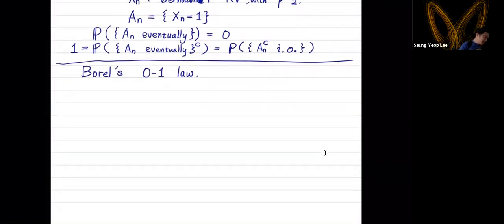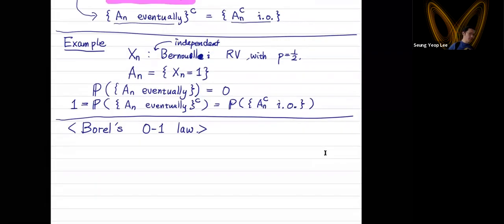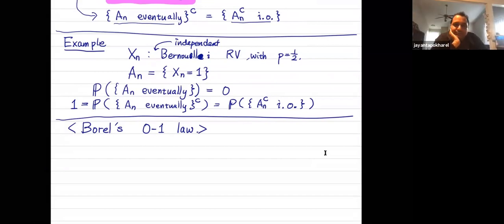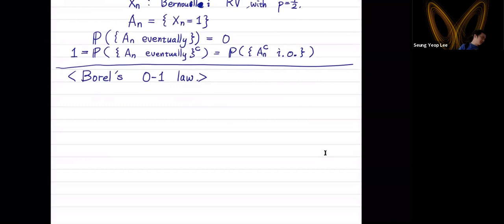So let me state it. The above is an example of Borel's 0-1 law. Given any sequence of events, actually those events have to be independent events, then this event A_n infinitely often has probability either 0 or 1. Here the example is only for the Bernoulli random variable, but for any random variable, for any independent event, the probability is either 0 or 1. You cannot have any other value like 1/2 or 1/3, that's impossible. That's the Borel 0-1 law.